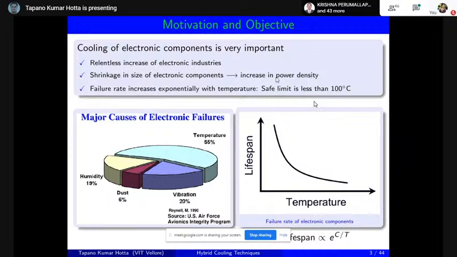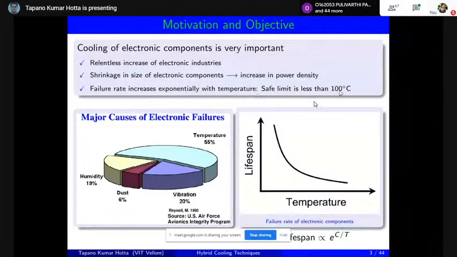The meaning of power density is that the power requirement in the small size of the chips is increasing now, because you want to dissipate the same power or even more power, but now the size is getting reduced. So this leads to an increase in power density. So ultimately, when the power density rises, the electronic components are going to fail.